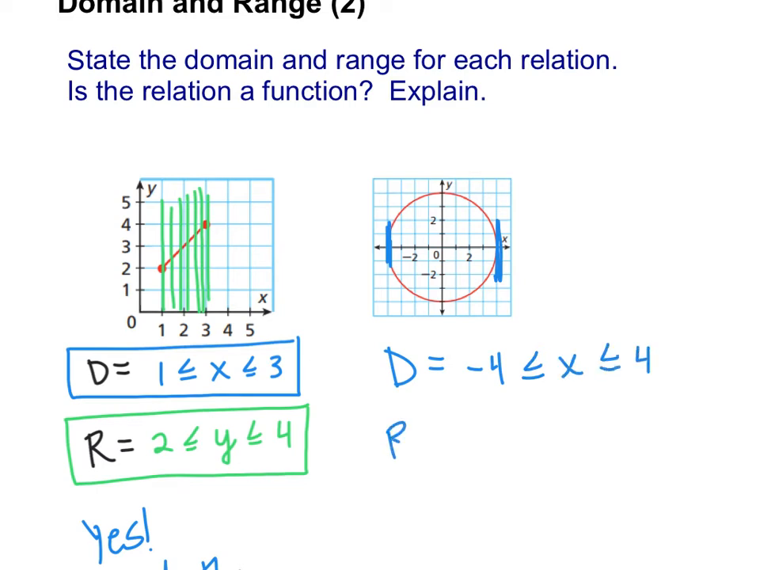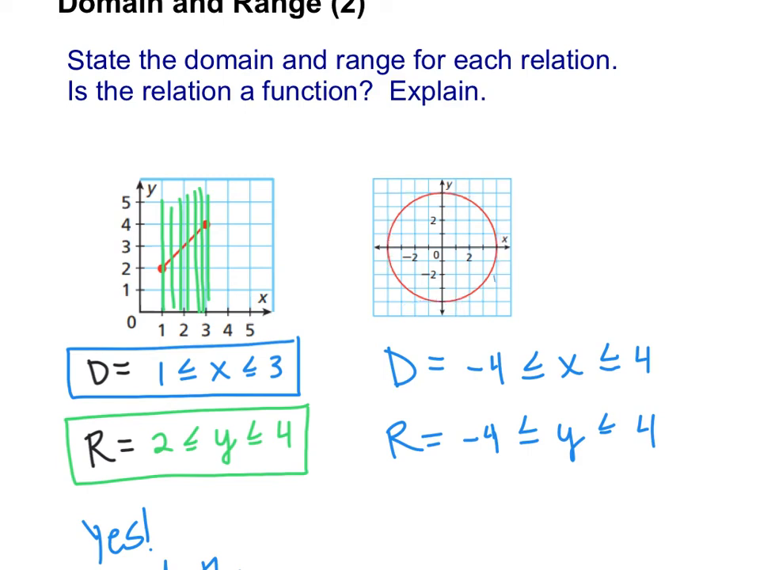We can find our range also. Again, this time pay attention to the y-axis. How low does your graph go? I can see it goes all the way down to a -4. And how high does it go? Well, it goes all the way up there to a +4. So our range goes from -4 to +4. So we'll say -4 is less than or equal to y, which is less than or equal to +4. Make sure you're very careful that you're using an x for your domain and a y for your range.